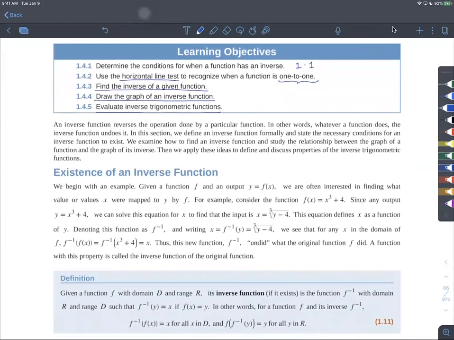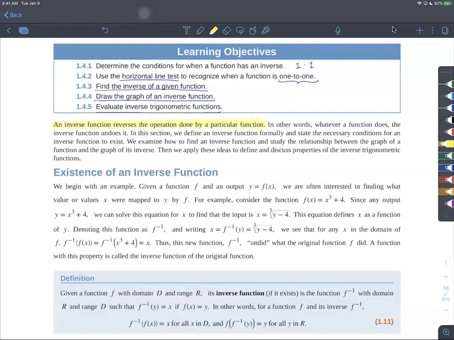So let's go ahead and just read this section. An inverse function reverses the operation done by a particular function. So this is the main idea here that we need to see overall. An inverse function reverses the operation done by a particular function. In other words, whatever a function does, the inverse function undoes it.